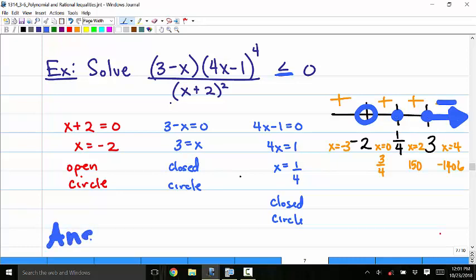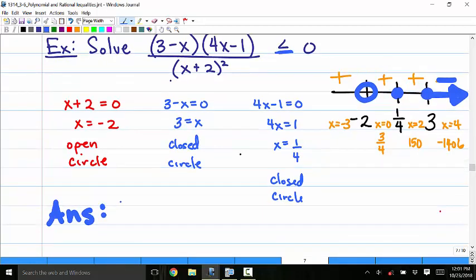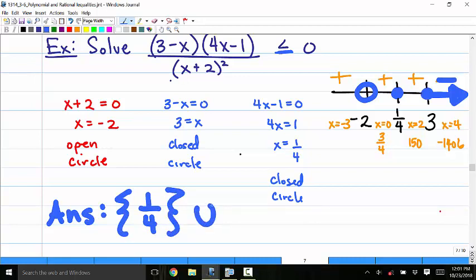My answer. How do I say just the number 1/4? The braces. So I'm going to say the number 1/4. What else? Bracket 3 to infinity with a parenthesis. That 1/4 came from right here. That was where it was equal to 0, right?